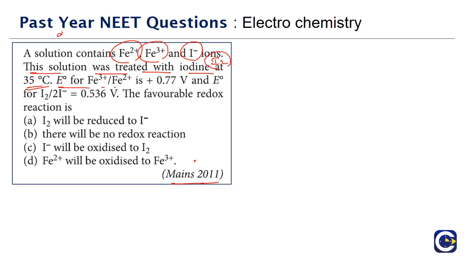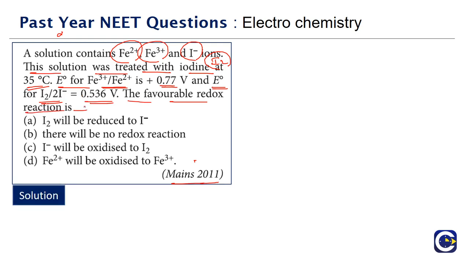The E0 value for the reduction of Fe3+, what is the E0 value? 0.77. The E0 value for the reduction of iodine. Reduction of iodine means I2 becoming I-. What is the E0 value? 0.536. The favorable redox reaction is.